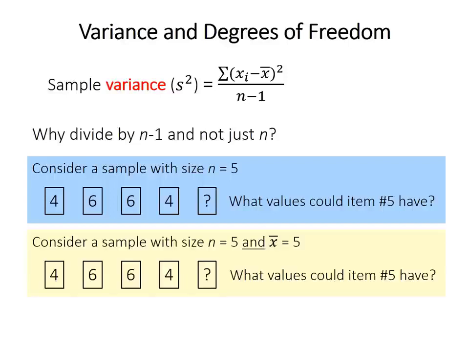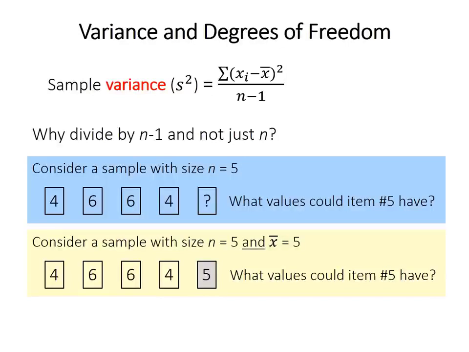But let's imagine the similar situation where we have the same data set, 4, 6, 6, and 4, but now we know that the average, or the mean, is 5. So if these first 4 values are 4, 6, 6, and 4, in this case the final value could only be 5. Because given that the mean is 5, the average of those things has to be 5. So in this case, if we know the first n minus 1 values, and we know the mean, this final value has no freedom to vary. It has no degrees of freedom. It must be one thing. It must be 5.